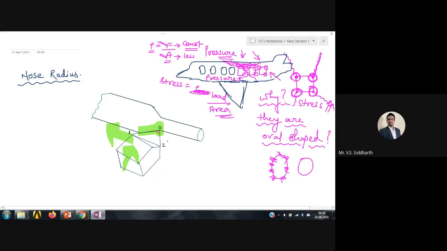Why will it get failed from here? Due to stress concentration. So this is the problem. Now I am asking you for a remedy. This is the problem that we are facing. Being an engineer, what would you suggest? What should we do in order to protect the nose, or in order to protect the point?